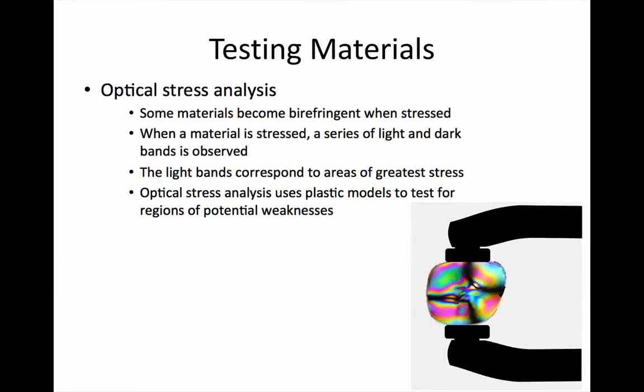Before we finish, let's look at a few uses of polarizers. One use is an interesting method of testing materials. Some materials become birefringent when put under stress. By building a transparent plastic model of a structure and then putting it under strain, the patterns can show areas of most stress that are most at risk of failing.